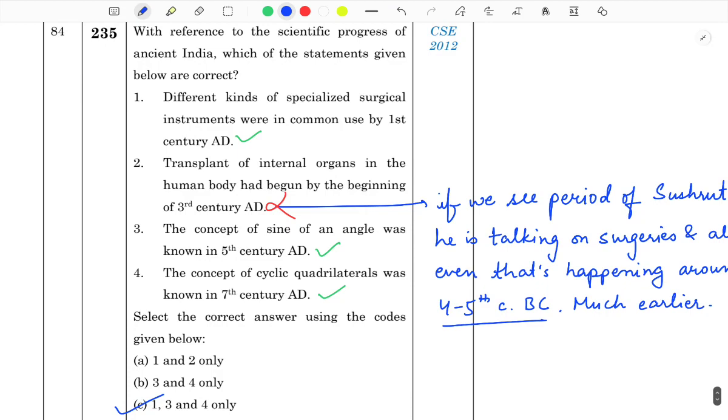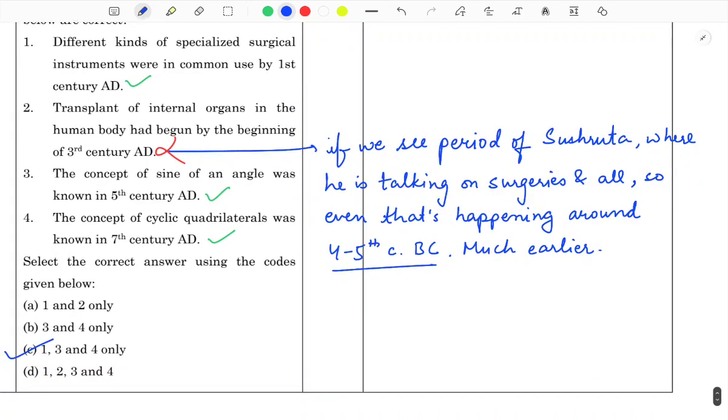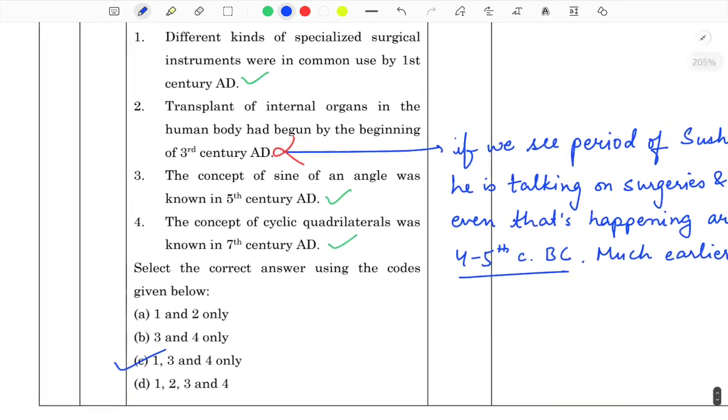And with reference to the scientific progress, the last question of our series of ancient Indian history. With reference to the scientific progress of ancient India, which of the statements given below are correct? Different kinds of specialized surgical instruments were in common use by 1st century AD. Yes. Transplant of internal organs in human body had begun by the beginning of the 3rd century AD. No. Why? Because if we see the period of Sushruta, where he is talking on surgeries and all, even that is happening around 4th to 5th century BC, much earlier. So of course it can't be in the 3rd century AD.